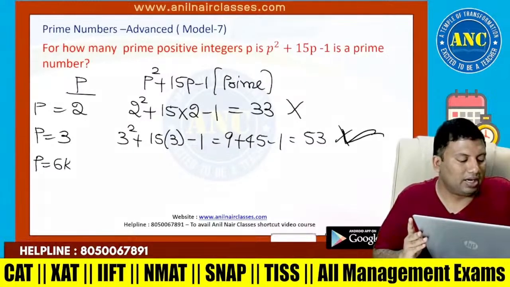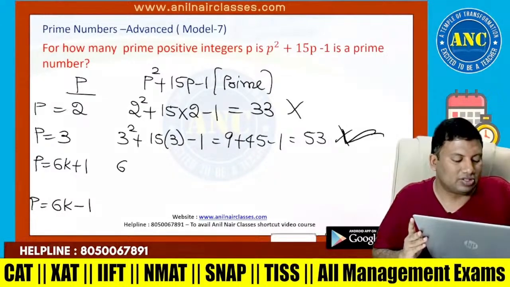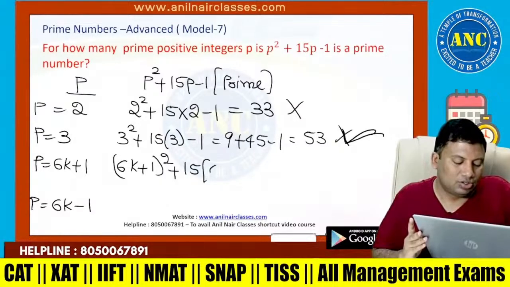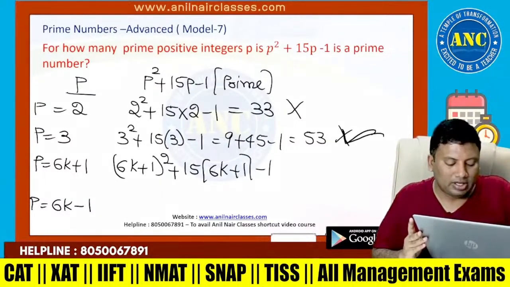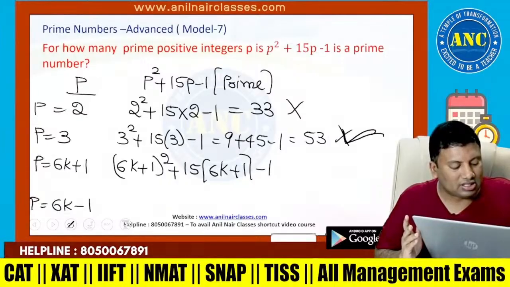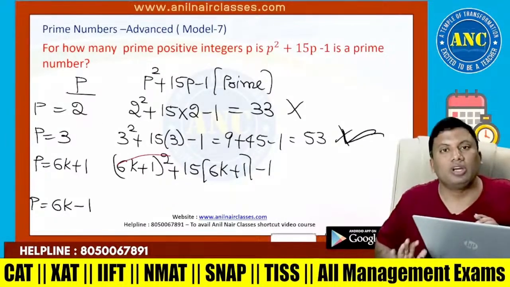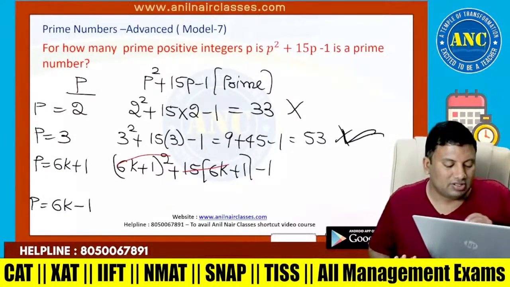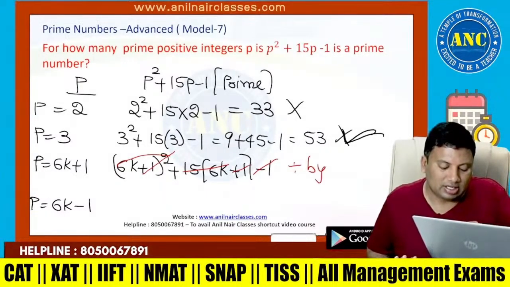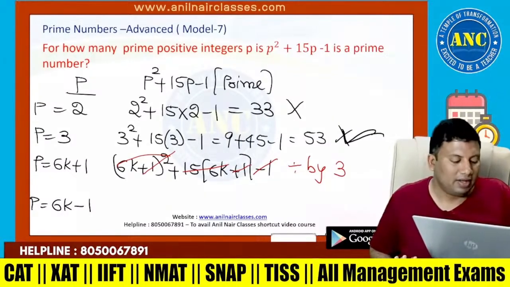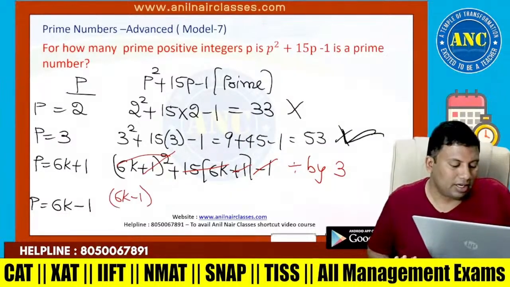Any prime number greater than 3 is either 6k plus 1 or 6k minus 1. Take 6k plus 1 whole square plus 15 into 6k plus 1 minus 1. Now listen carefully. 6k whole square is divisible by 3. 2 into 6k is divisible by 3. 15 is divisible by 3. 1 minus 1 cancel. The answer is divisible by 3. Idea clear?